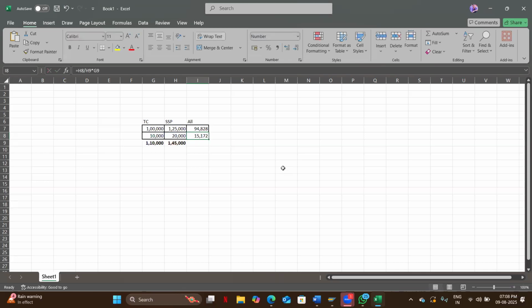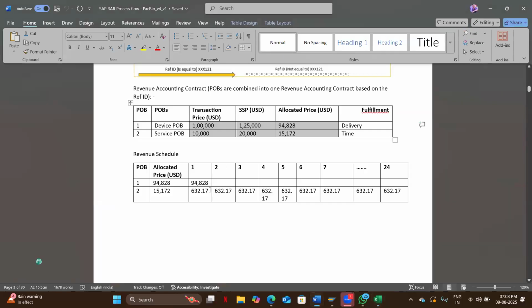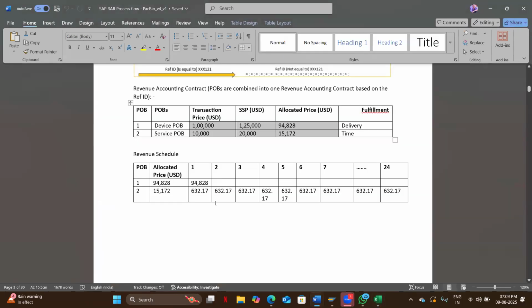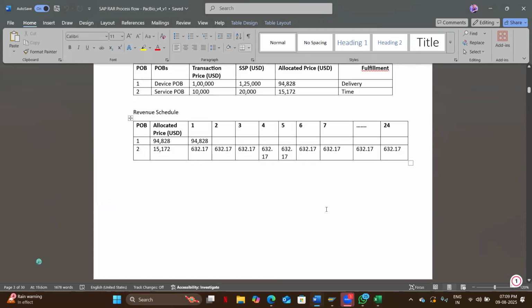So this is the allocation price, and now we can calculate the recognized revenue per month. This is 24 months, so we need to divide by 24. So this is the per month price. Here also you can see we calculated per month. It continues going on till 24 months.